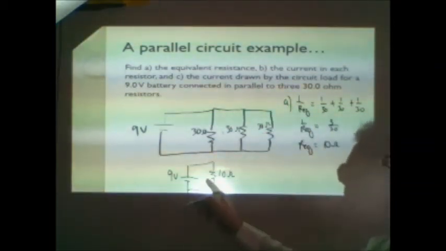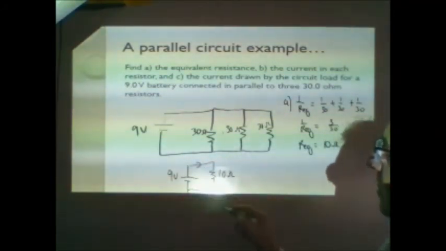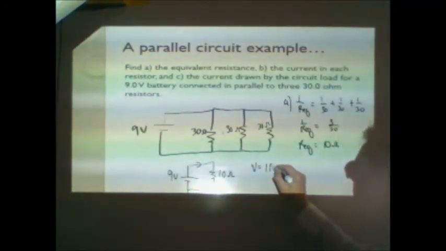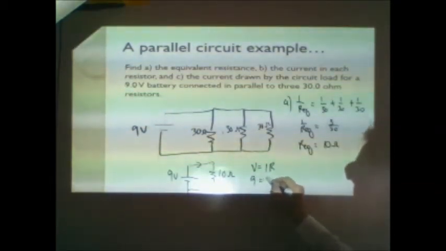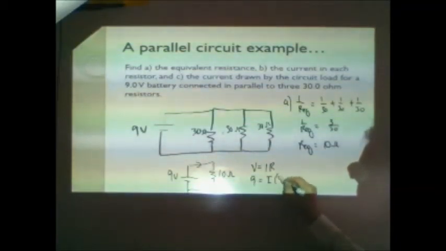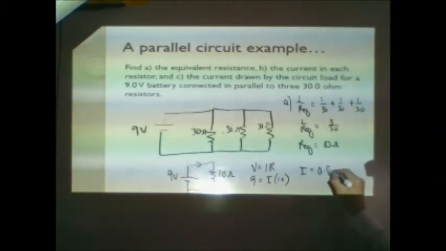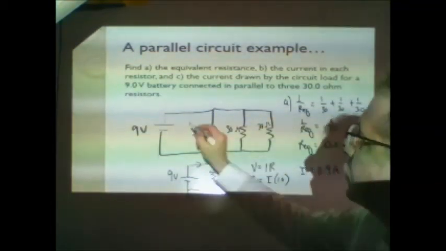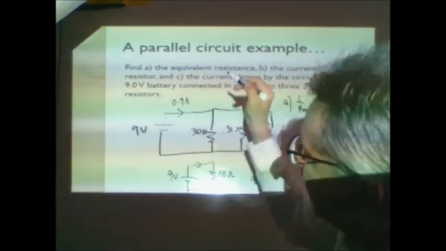So we can find the current in each resistor and the current drawn by the circuit load. The current that flows out of the battery is just obtained by V equals IR. In this simple circuit, it's 9 volts. The current is what we're looking for, and the resistance is 10. And so I is equal to 0.9 amps. So 0.9 amps flows out of the battery.